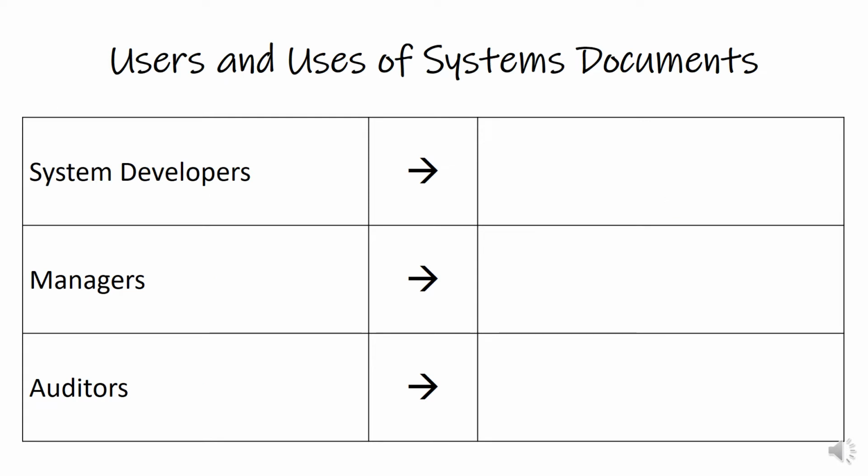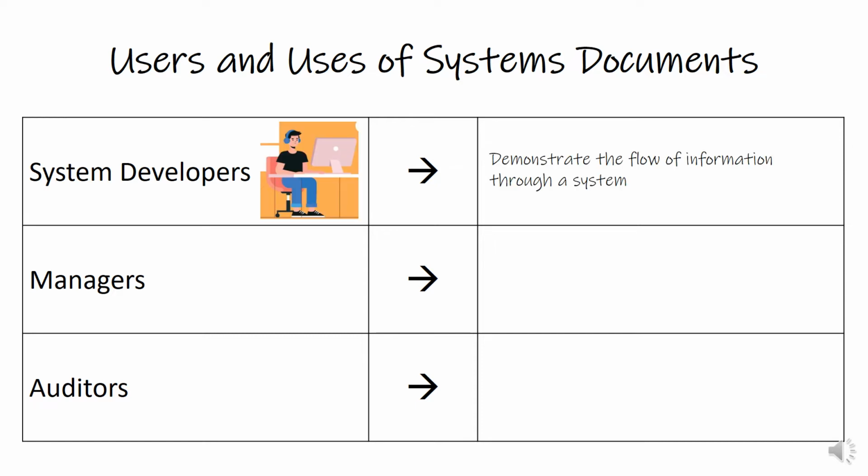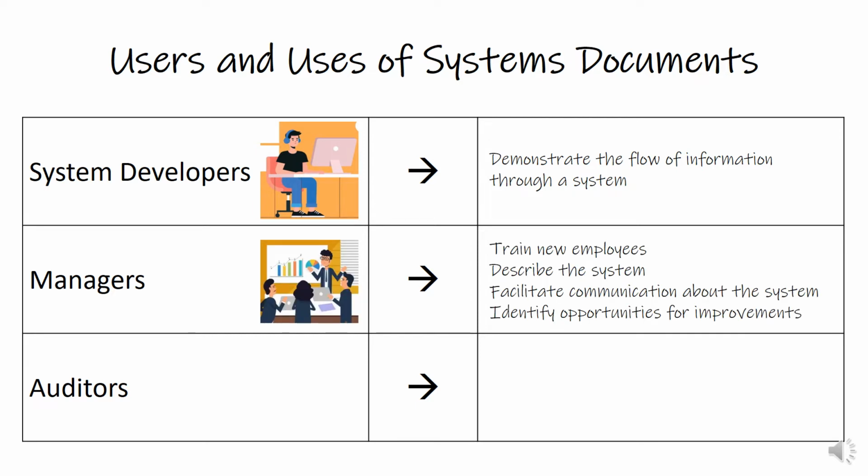There are 3 primary groups of users of systems documents: systems developers, managers, and auditors. System developers use systems documents to both demonstrate the flow of information through a system, as well as work with the managers to help design the system. Managers use systems documents to train new employees on how the system works, to facilitate communication about the system, and, in conjunction with the system developers, identify opportunities for improvements.